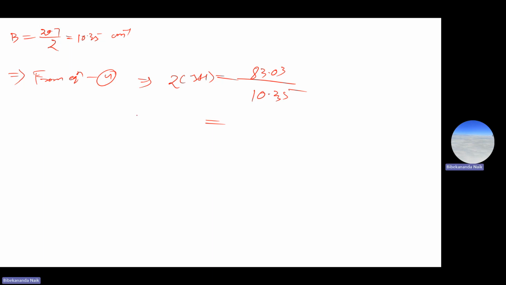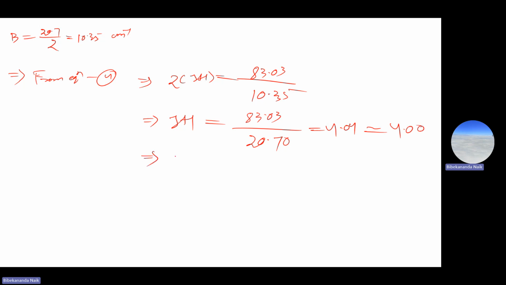Or you can write j plus 1 equal to 83.03 divided by 20.70. Now, if you divide 83.03 by 20.70, the value is coming out to be 4.04. So we can simply take it as approximately 4.04, so approximately we can take it as 4.